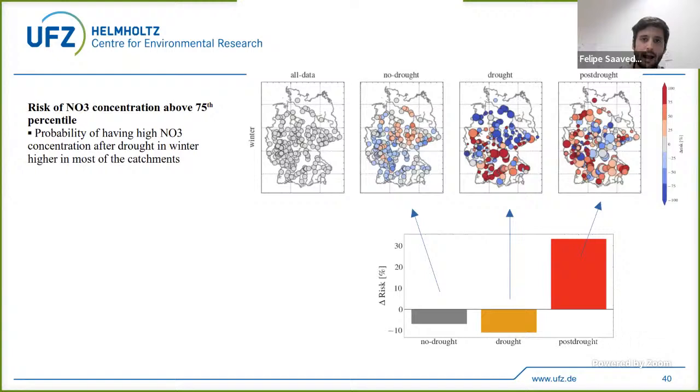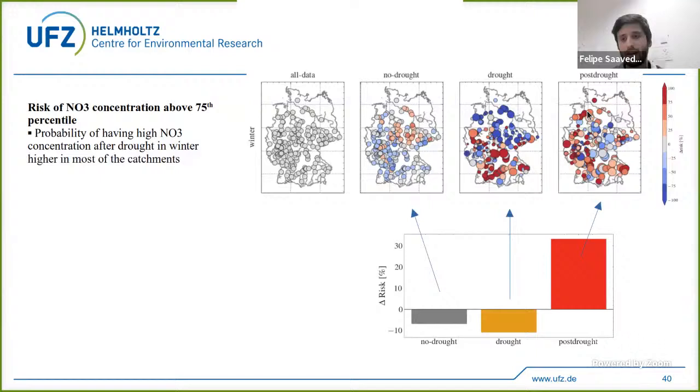In this analysis, I plot the risk, or the increase or decrease in risk, of having concentrations above the 75th percentile. So basically what I did is I took the highest 25 percent of the samples, and I count what is the proportion. If I take all data, we will have a risk of 0.25. So this is the baseline. And from this, how much does the risk increase in no drought conditions, drought, and post-drought conditions.